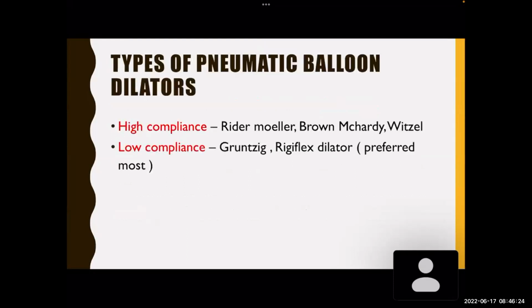The types of pneumatic balloon dilators: high compliance, which is so flexible, involves Rider-Moeller, Browne-McHardy, and Witzel. Witzel we will be using in an endoscopy guided procedure. And low compliance involves the Gruntzig Rigiflex dilator, which is the most commonly used dilator in the current setup. Low compliance dilators are rigid, not soft like the high compliance ones.